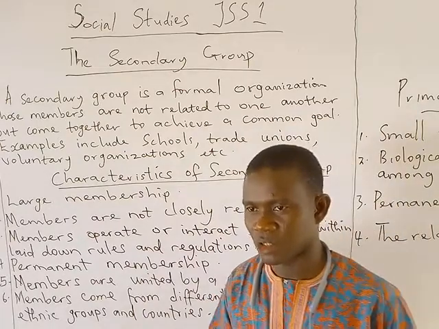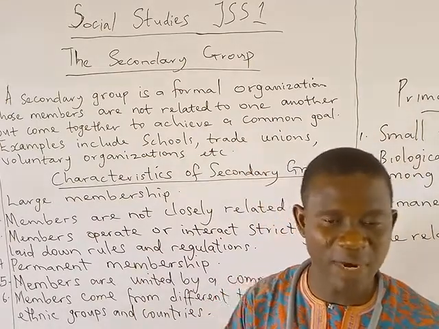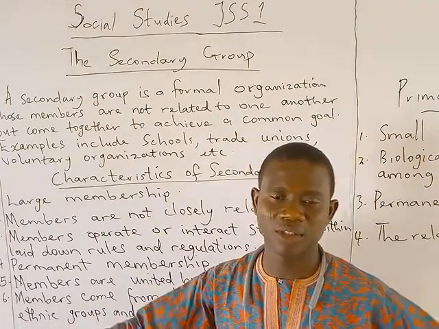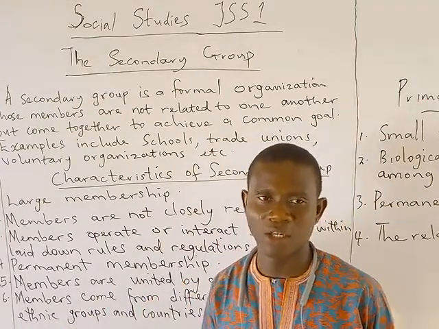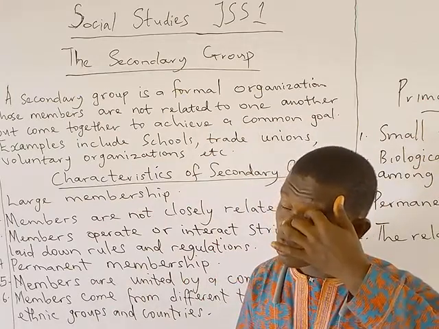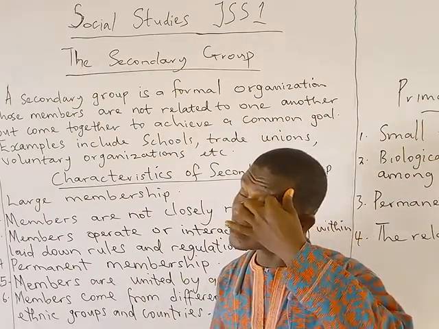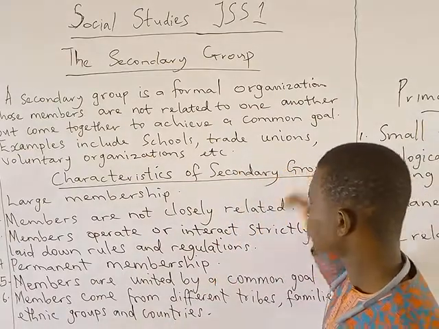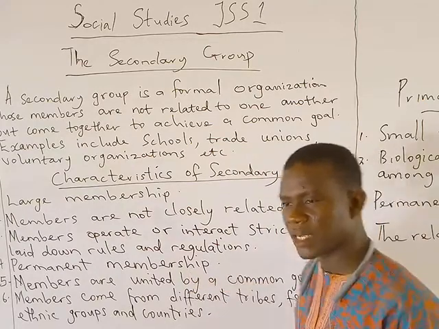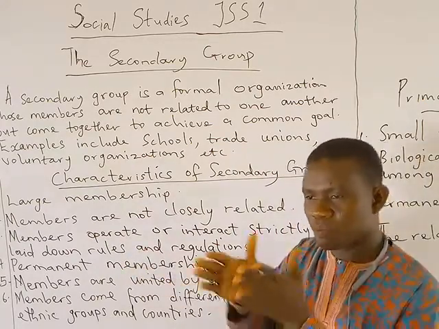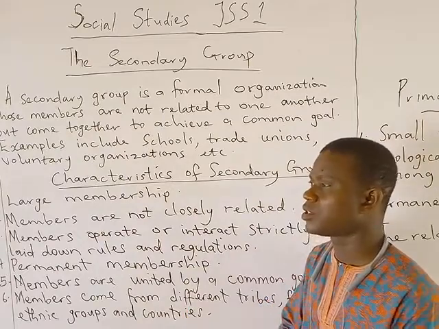different families. And we also said that members of secondary group are not related. They are not closely related to one another. So they come together to achieve a common goal. So all these are the characteristics of secondary group. Now, having talked about that, let us quickly look at the differences between primary group and secondary group.